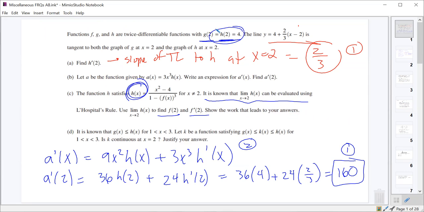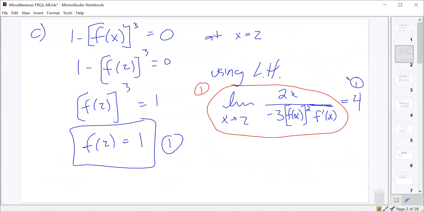So there we go. Sorry, that's my fault for not reading properly. For some reason, I was thinking this was saying f of x. So h of 2 is 4, which means that the limit as x approaches 2 of h has got to be 4 because the function is differentiable, which means it's continuous. So we set that all equal to 4. Setting it equal to 4 is worth another point. And then solving that is worth the final point.